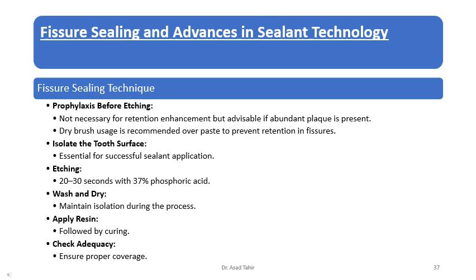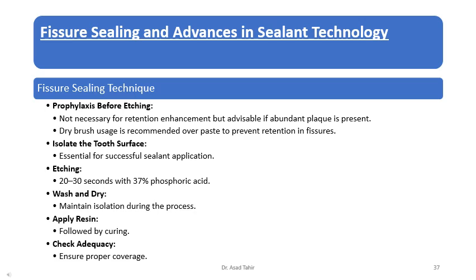Isolate the tooth surface. This step is essential for a successful sealant application. Etching: apply 37% phosphoric acid for 20 to 30 seconds to prepare the tooth surface. Wash and dry. It's important to keep the tooth isolated and dry during this step.